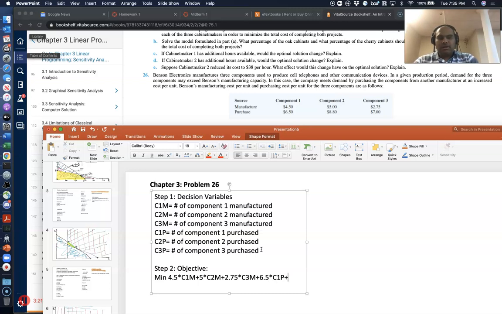plus $8.80 times the number of C2s you purchase, plus $7 times the number of C3s you purchase. Right? So this is the total objective function. Minimize the total cost of manufacture and purchase.